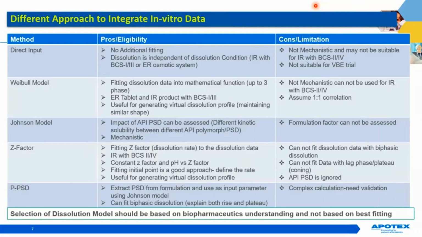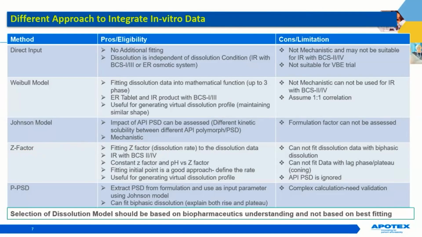The next one is the Johnson model. The Johnson model is usually used to check the impact of API PSD or the impact of different polymorphic forms of the API, and where the dissolution data are not available for assessment. So in short, with this approach, we will not be able to check the impact of formulation-related attributes.